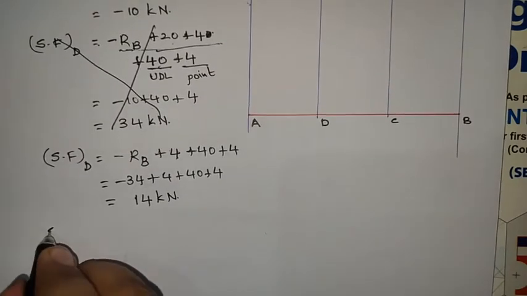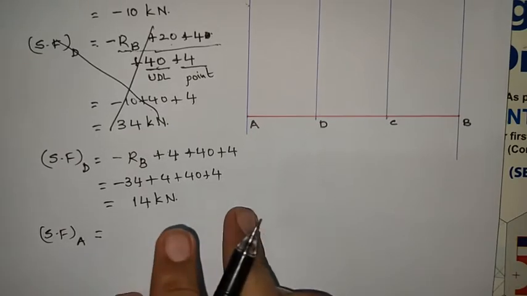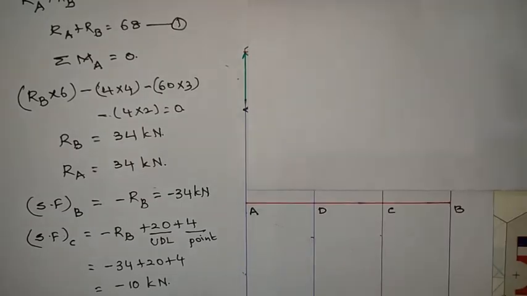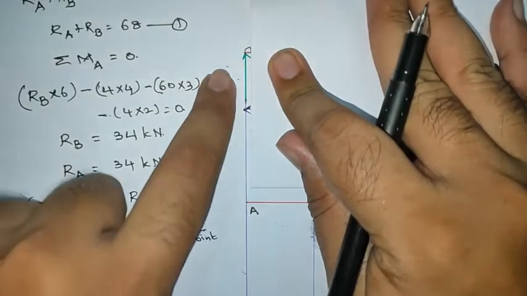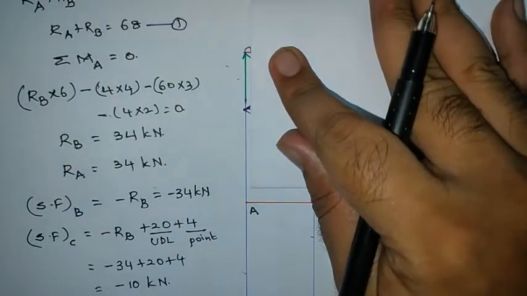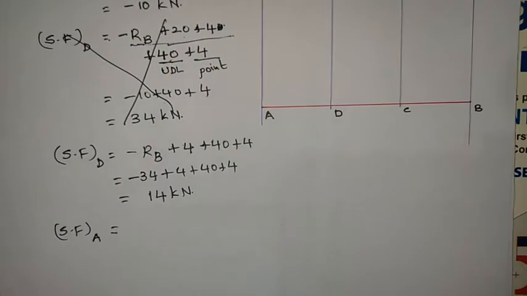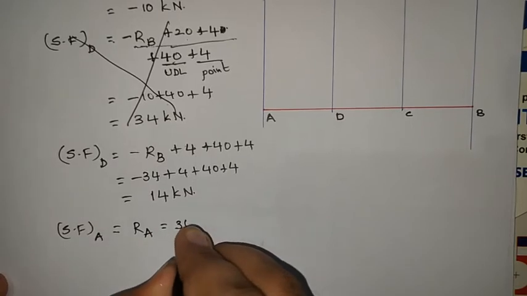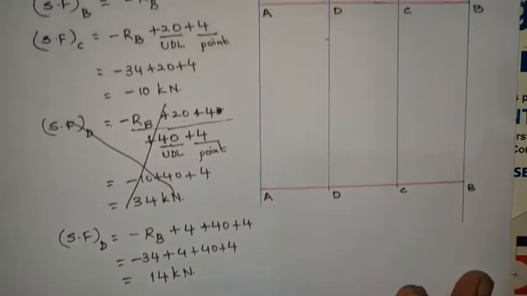Next, calculate shear force at A. Shear force at A means close the right side of A, then you will get shear force at A. What is the force acting? Only RA is acting, so that RA is positive. So shear force at A equals RA, and that value is 34 kilonewtons. Now represent on the shear force diagram.